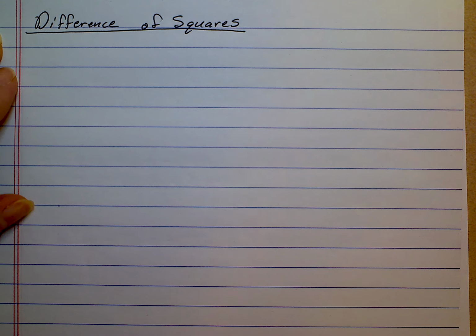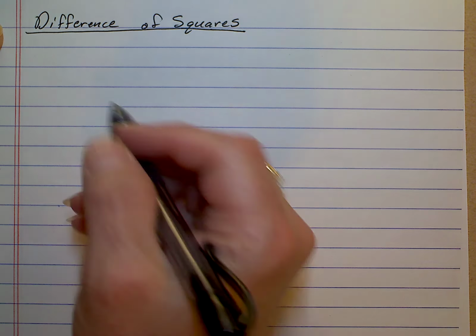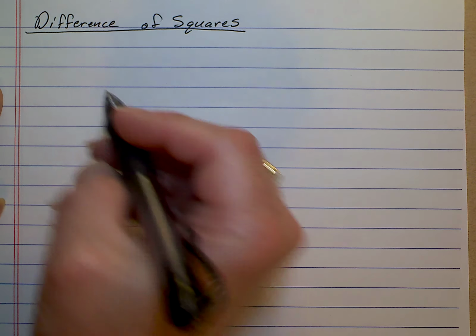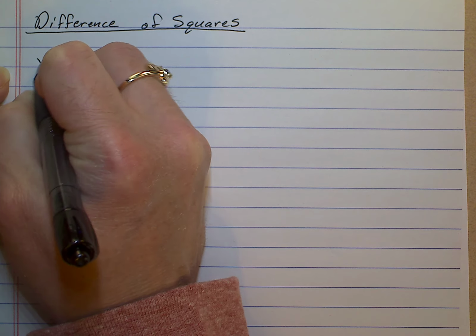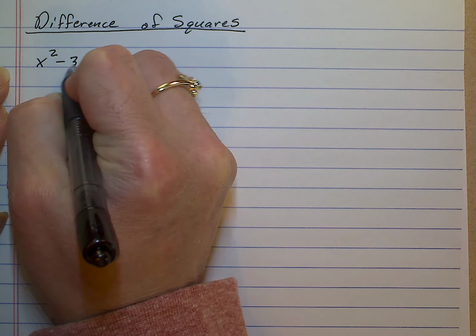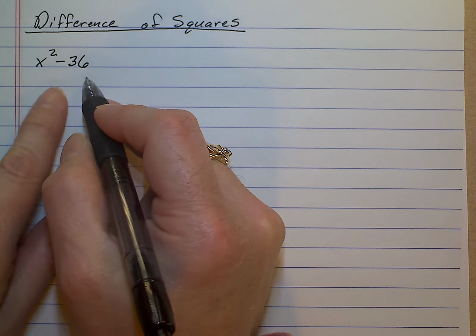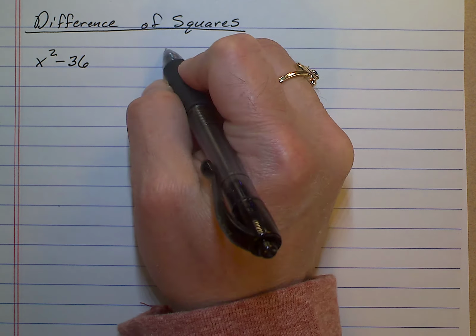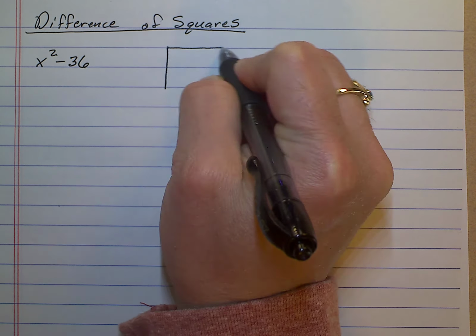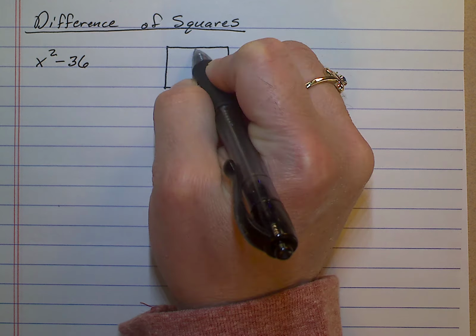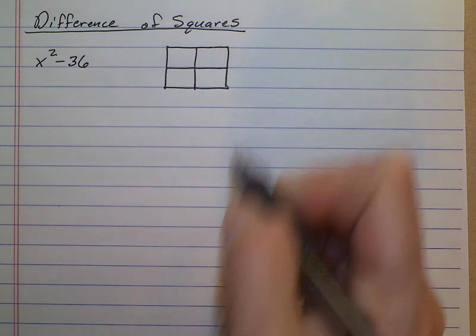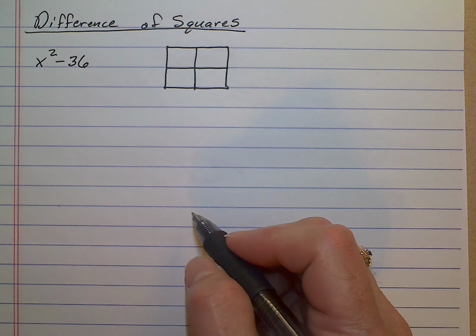Welcome back. This time I want to talk to you about difference of squares. Fancy name for something that happens a lot when we start factoring in math. Alright, we are going to factor x squared minus 36. And what that means to you is that we are going to use our area model and break it apart into two binomials.